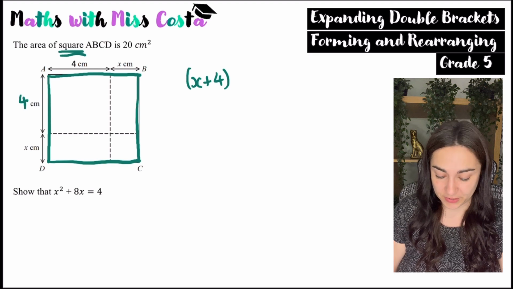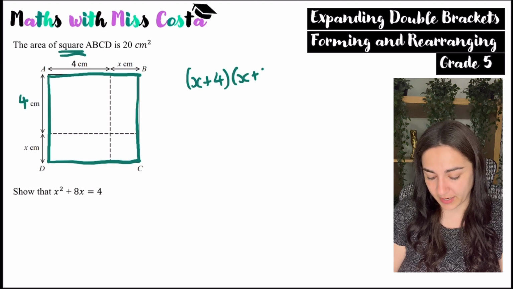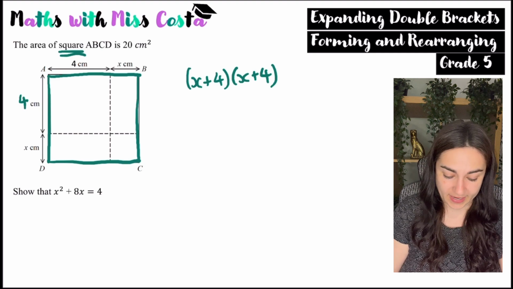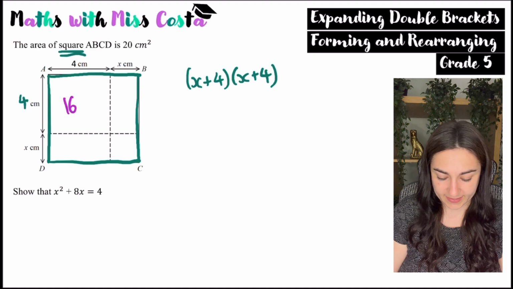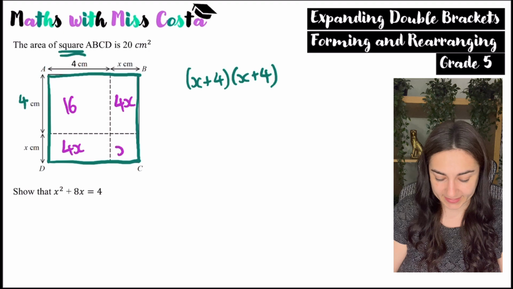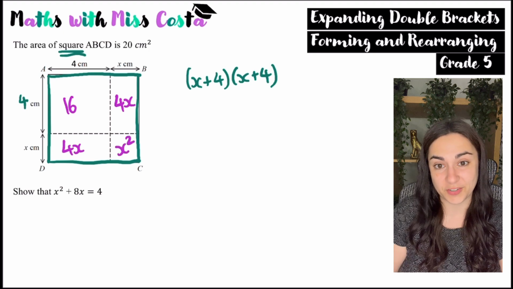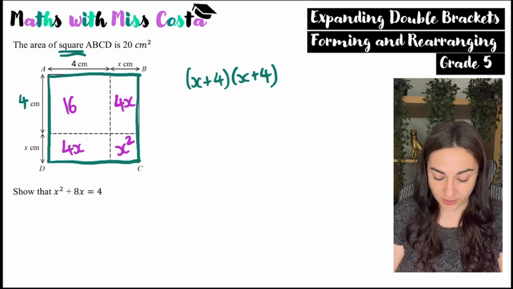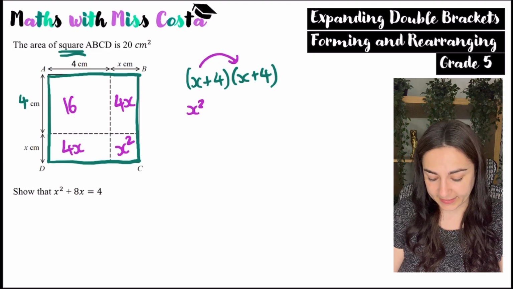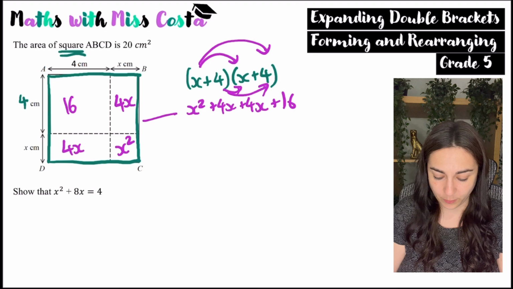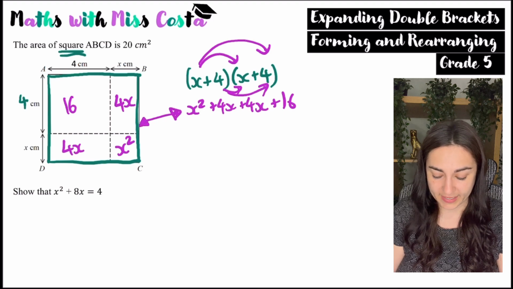Now there are a few ways you could do this. You could either show it as an algebraic bracket, or you could think to yourself, how can I actually work out the area? 4 times 4 is 16, 4 times x is 4x, 4 times x is 4x, and x times x is x squared. So this visually shows you what happens when you're expanding brackets, but you could also algebraically show it. So if we did that, we'd say x times x is x squared, x times 4 is 4x, 4 times x is 4x, and 4 times 4 is 16. So we'd end up with the same thing, just shown algebraically.